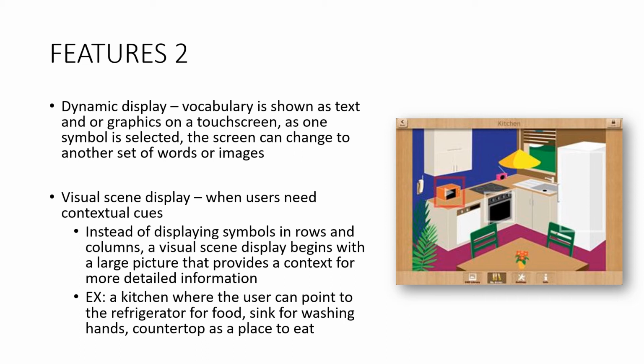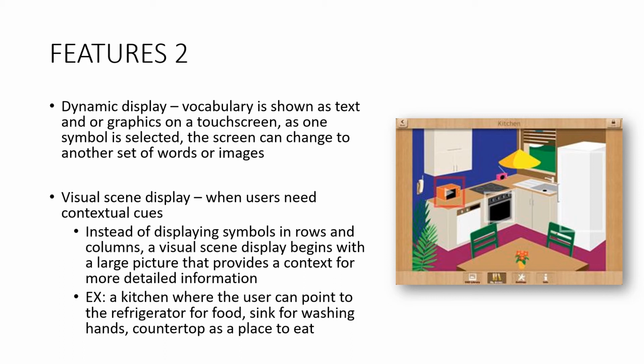And then they touch it again, and then let's say they touch breakfast, and it would be banana, cereal, milk, or whatever it is. So that's what it means when it says a dynamic display. When you touch it, it opens up another screen, and when you touch that, it opens up another screen to get more and more specific, or it narrows it down to specific words, okay?